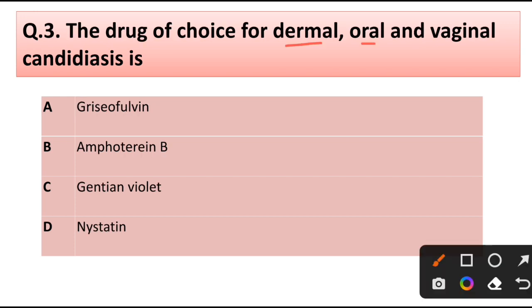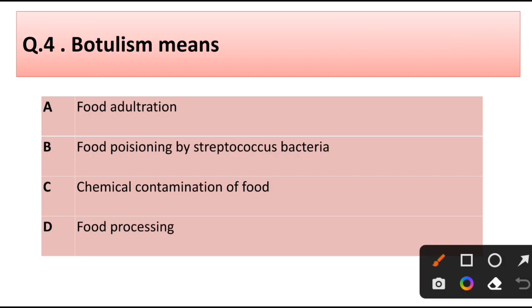Question number 3. The drug of choice for dermal, oral and vaginal candidiasis is griseofulvin, amphotericin B, gentian violet, nystatin. Correct answer is option D, nystatin. Question number 4. Botulism means food adulteration, food poisoning by streptococcus bacteria, chemical contamination of food, food processing. Correct answer is option C, chemical contamination of food.